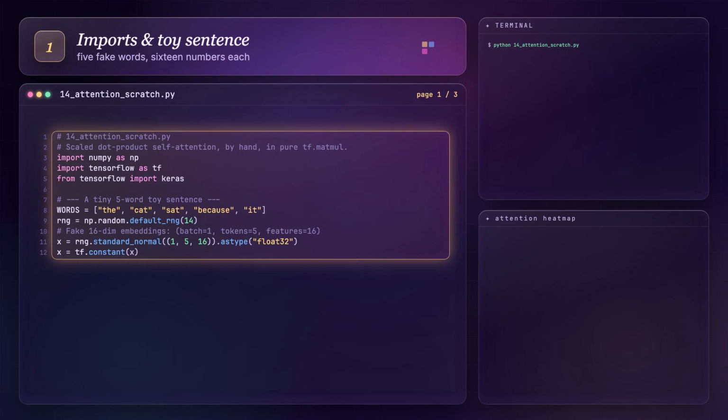Page 1 imports TensorFlow, Keras and NumPy, then our toy data. 5 words, the cat sat because it. We don't need real embeddings to see attention work, so we fake them. A deterministic random 5x16 matrix, one 16-dimensional vector per word with a fixed seed, shape 1, 5, 16: batch of 1, 5 tokens, 16 features. And because we'll seed the layer's weights too in a moment, your matrix will come out identical to mine.